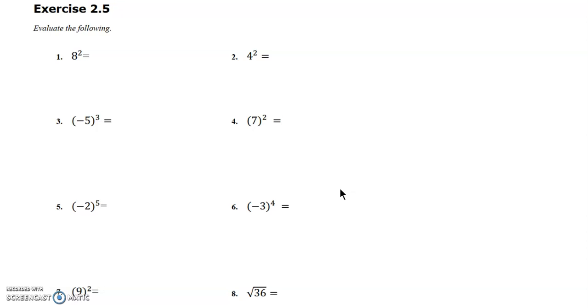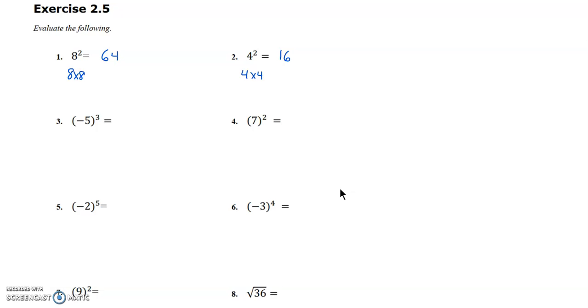So number 1 is 8 squared. We know squared means multiplied by itself. And 8 times 8 is 64. Number 2 is 4 squared. 4 squared means 4 times 4, which is 16.